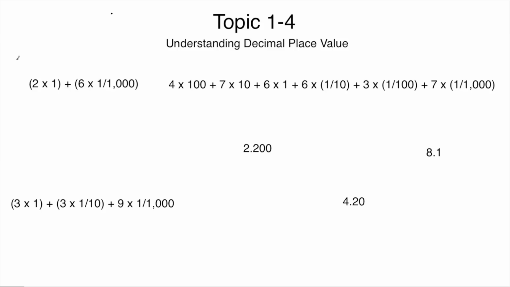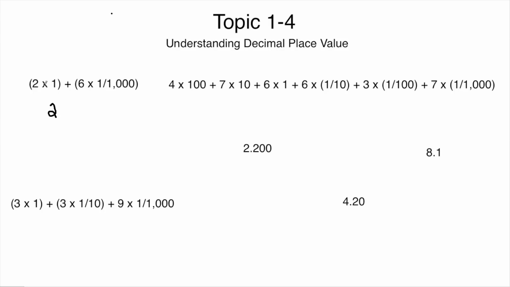I need to use this. Okay, so what's 2 times 1? Well, that's 2. Plus 6 times, what is that? 1 over 1,000. So obviously that's a decimal place to the right.